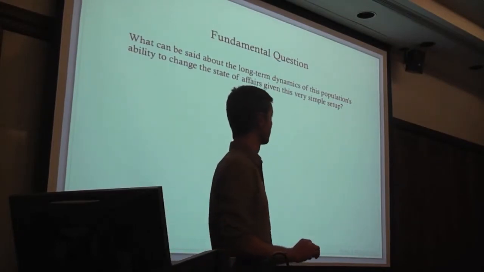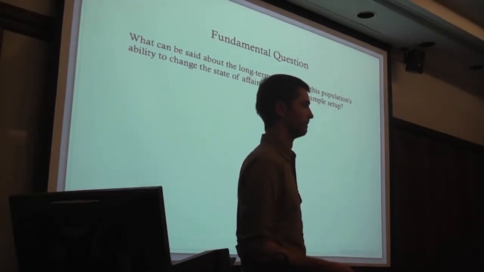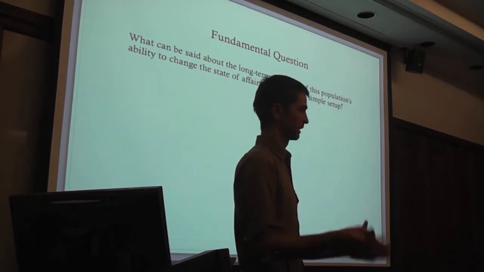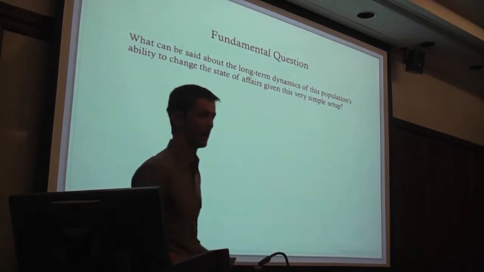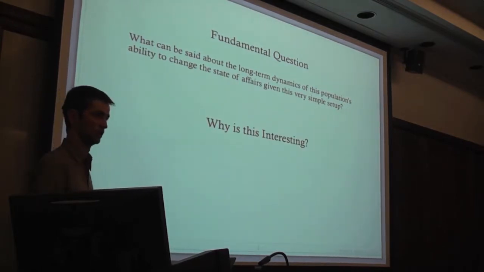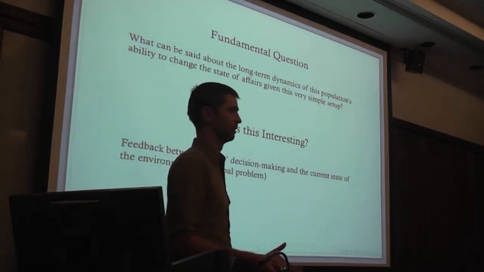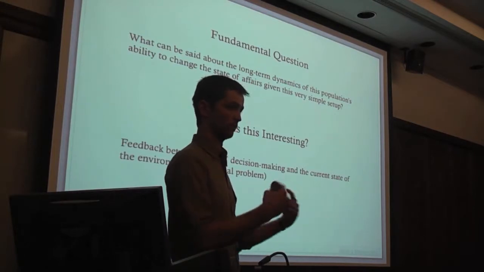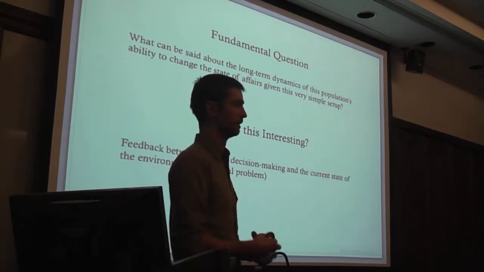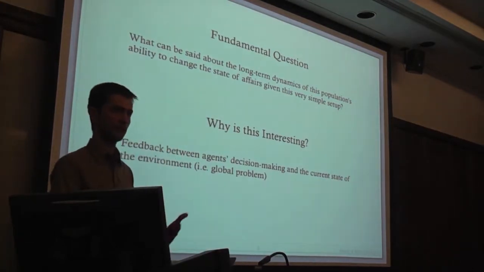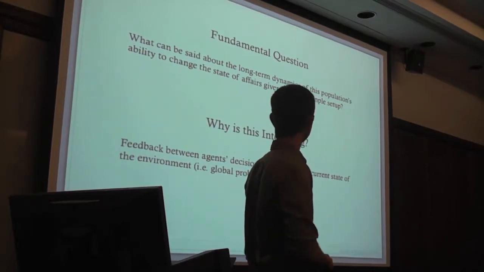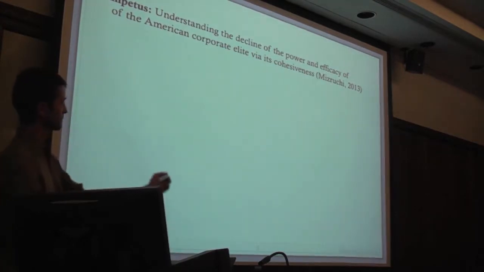The fundamental question we're trying to get at is what we can say about the long-term dynamics of this relatively simple setup. What are the group's chances of transforming the environment to a position that they collectively agree upon, and what might happen after that? We think this is an interesting question because there's strong feedback in this system. Once the group is able to determine what they want the environment to be, that transforms the voting process that's going on. We want to understand what happens once the problem is more or less endogenized to the group. Okay, so that's a broad overview of the model.